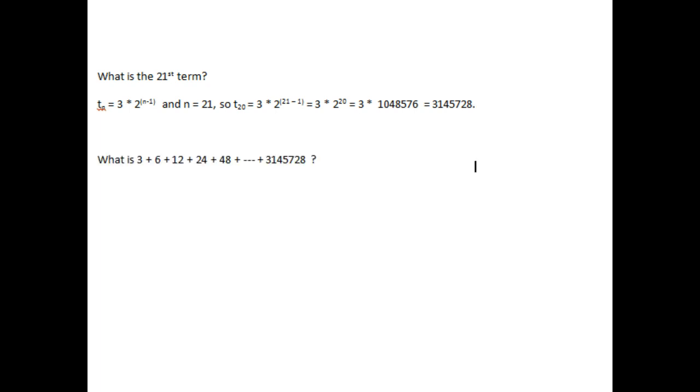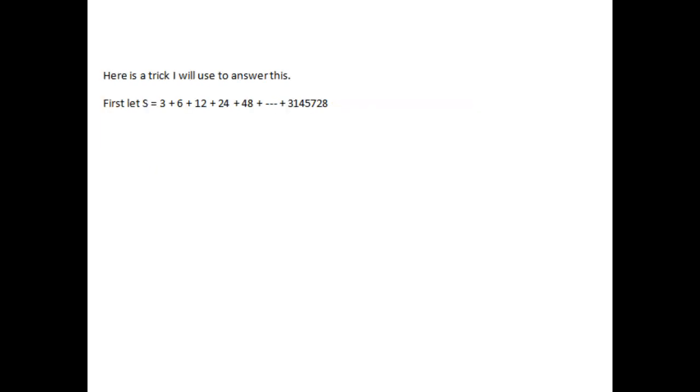So now for this series, we want 3 plus 6 plus 12 plus 24 plus 48 plus ... plus 3,145,728. Now I'm going to use a little trick to find this answer. Some bright person, not me, figured out this trick. And this trick will be helpful for us to find the sum of any geometric sequence.